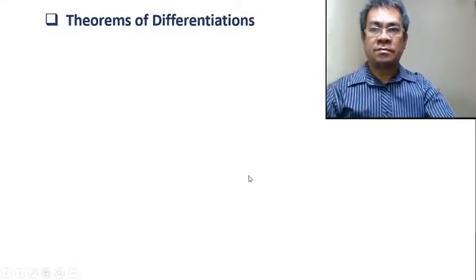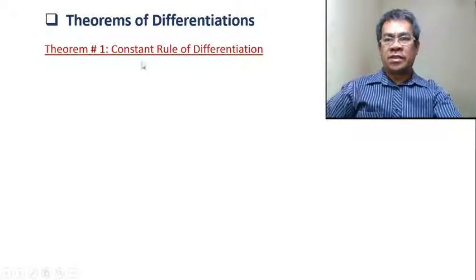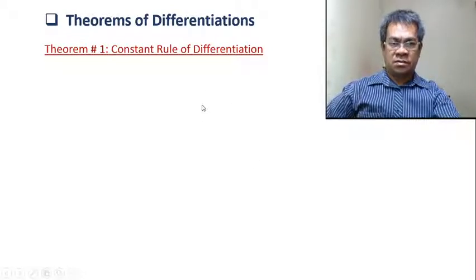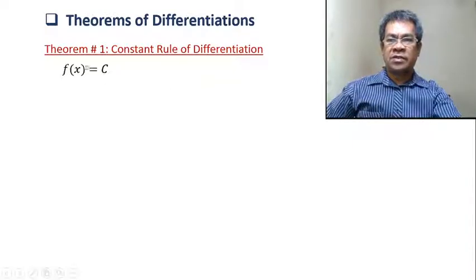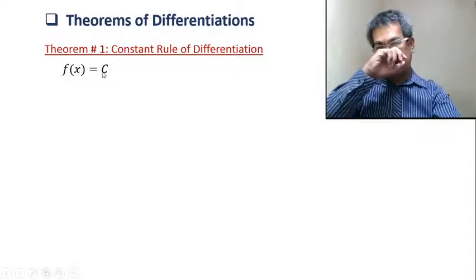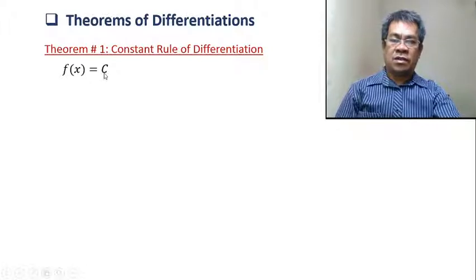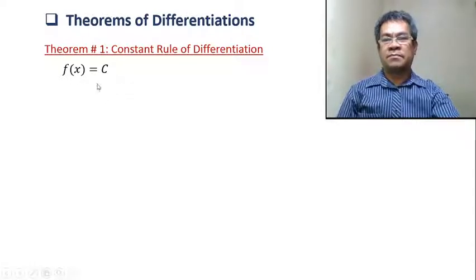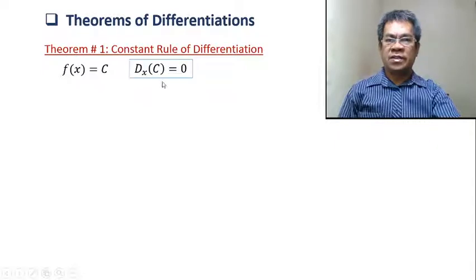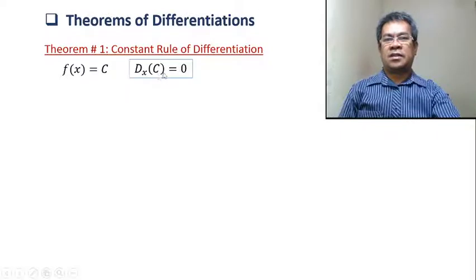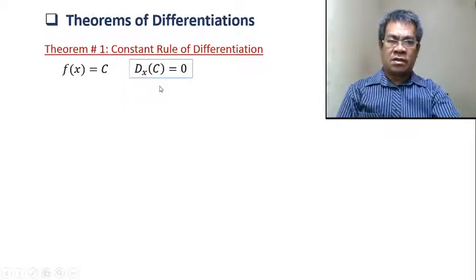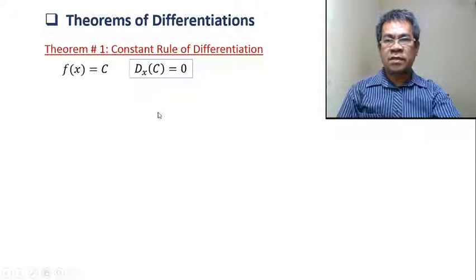Okay, so theorem number 1, we call this the constant rule of differentiation. When we say constant rule, the function should be in terms of a constant, which means there's no presence of the variable. It is purely a number without the variable x. So we call this a constant function. The derivative of this function should be 0. So we always have to remember that the derivative is 0 for the constant function.